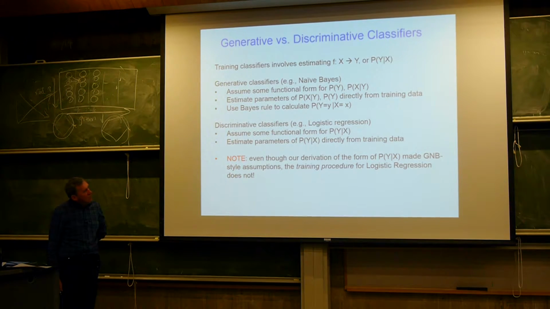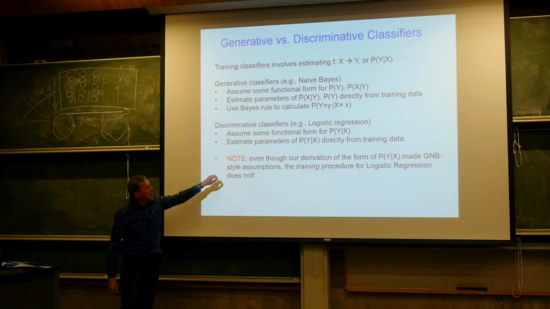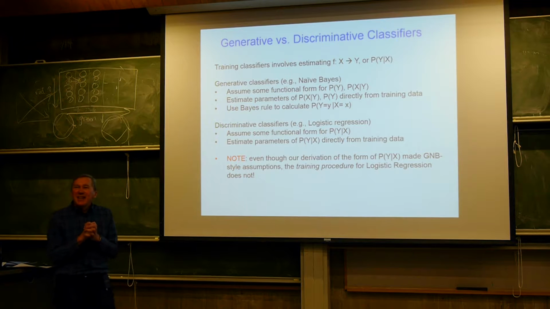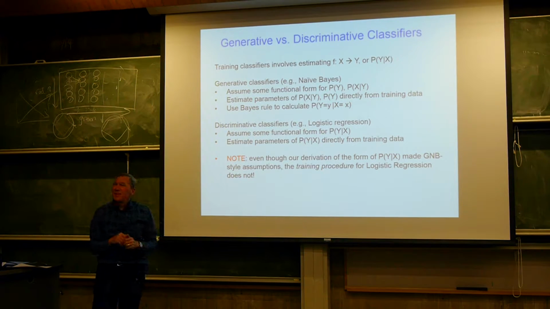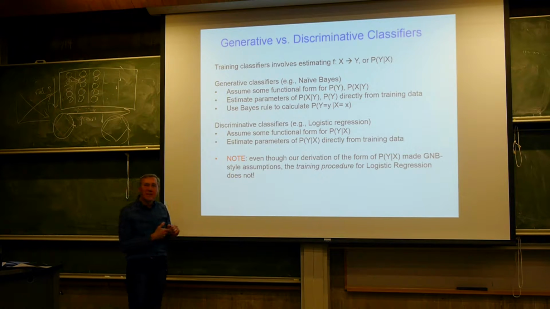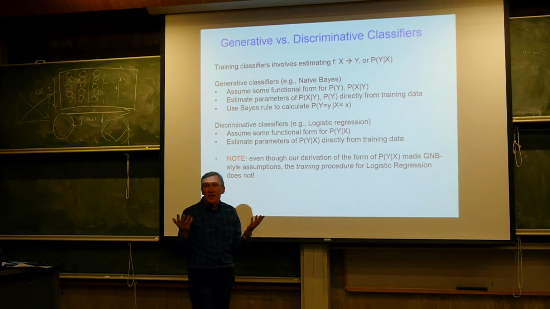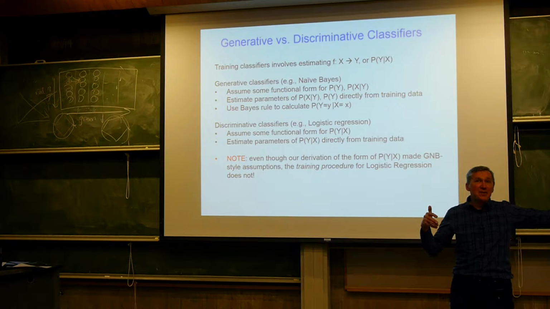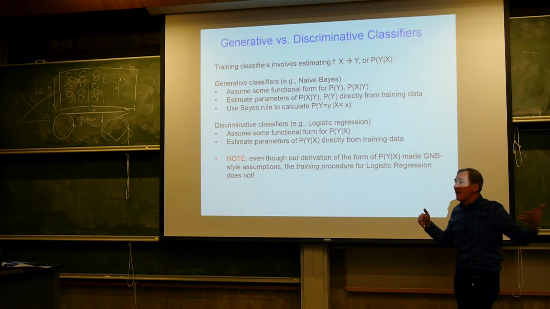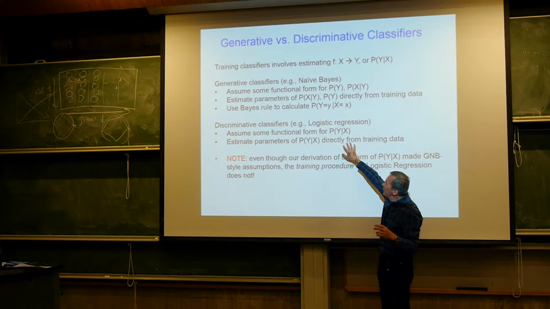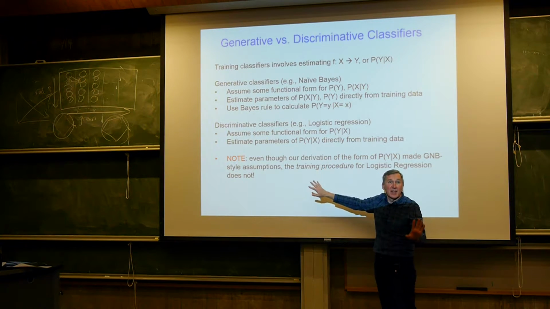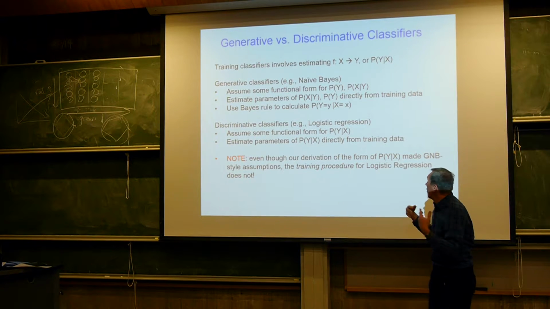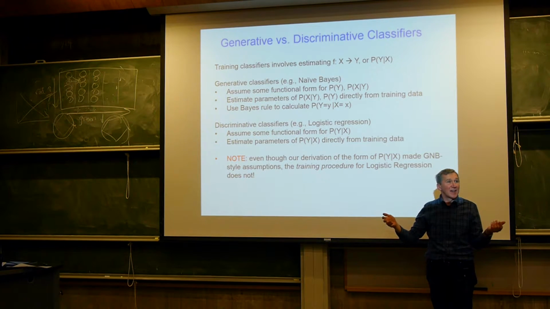I put this note here just to remind you that there is a difference between how committed these two methods are to the conditional independence assumption. Naive Bayes uses the conditional independence assumption both when it's training and also when it's using Bayes' rule to classify a new example. On the other hand, with logistic regression, we certainly assumed conditional independence when we derived the form of P of y given x.